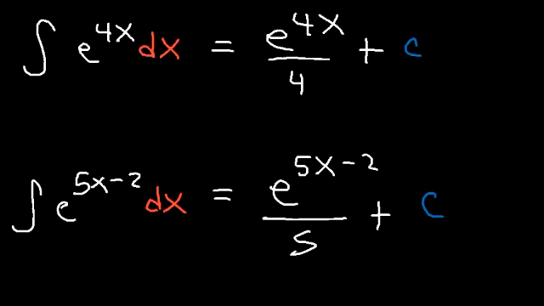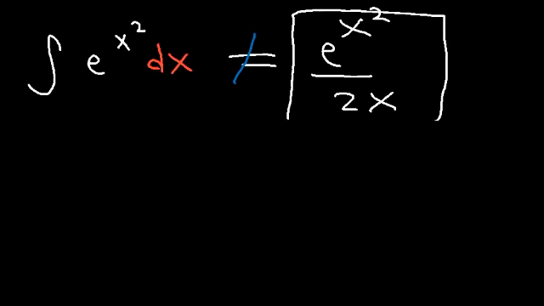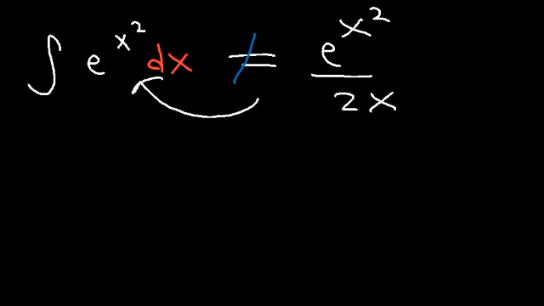Now, there are some limitations to this technique. For instance, do you know what the derivative of e to the x squared will be? Now, it's not going to equal e to the x squared divided by the derivative of x squared, which is 2x. Because if you were to take the derivative of this expression, you would have to use the quotient rule, and it's not going to give you what you started with.